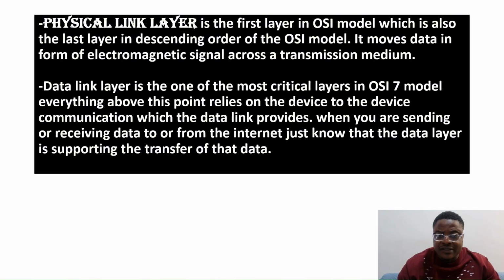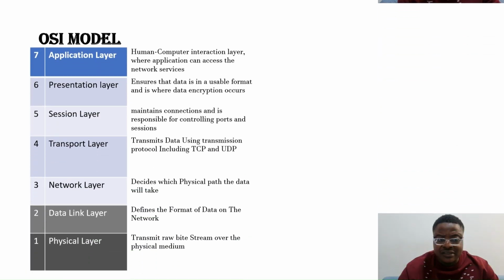The physical layer is the first layer in the OSI model, which is also the last layer in descending order of the OSI model. It moves data in the form of electromagnetic signals across a transmission medium, while the data link layer is one of the most critical layers in the OSI 7 model. Everything above this point relies on device-to-device communication, which the data link provides. When you are sending or receiving data to or from the internet, just know that the data link layer is supporting the transfer of that data.